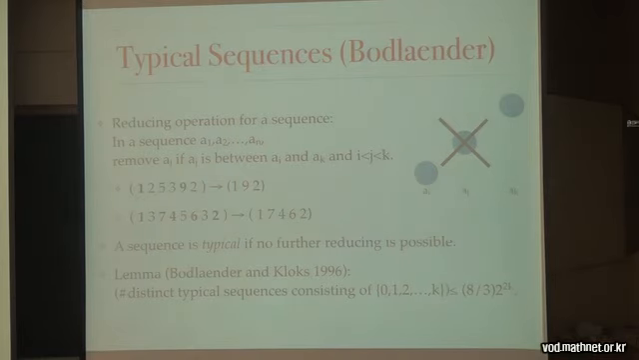And then Bodlaender and Tom Kloks had a lemma saying that the number of distinct typical sequences having numbers from 0 to k is small. It's bounded by a function of k. So previously we had a sequence of length n, so it grows with n, but now it doesn't grow with n. It's only a function of k. So I don't have to worry about too many partial solutions to remember. I will only remember partial solutions of small size. That's my goal.